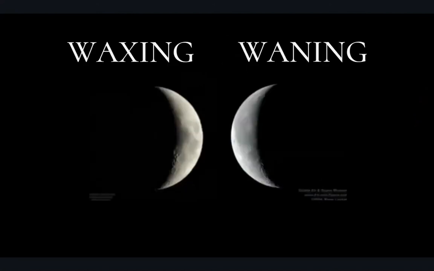So what is the difference between waxing and waning? Basically, waxing means the moon is growing. If the moon is getting bright from the right, it is waxing. On the other hand, waning means the moon is shrinking. If the moon is dark on the right, it is waning.